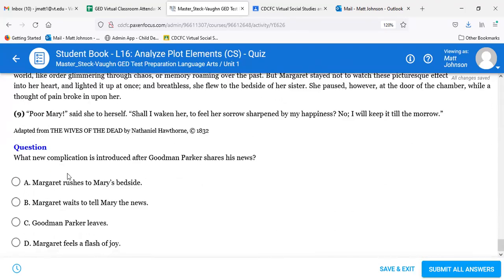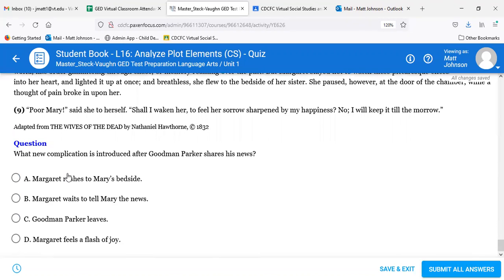And Sasha Gay, you want to read 5 for us? What new complication is introduced after Goodman Parker shares his news? A, Margaret rushes to Mary's bedside. B, Margaret waits to tell Mary the news. C, Goodman Parker leaves. D, Margaret feels a flash of joy.